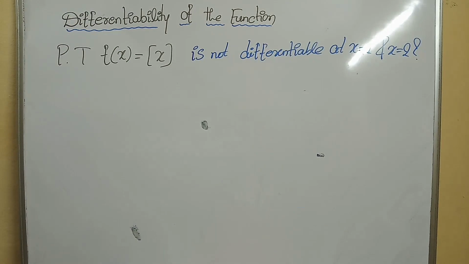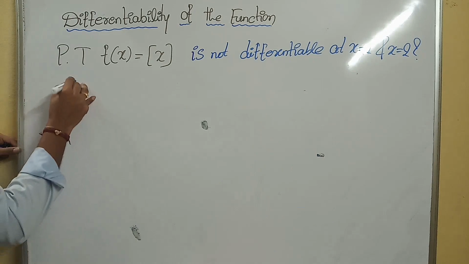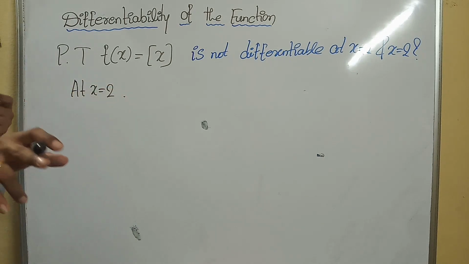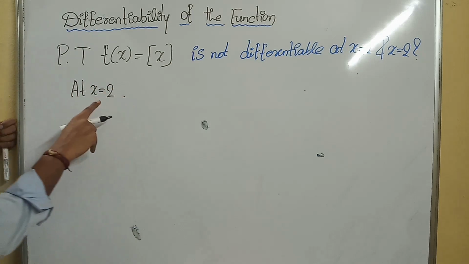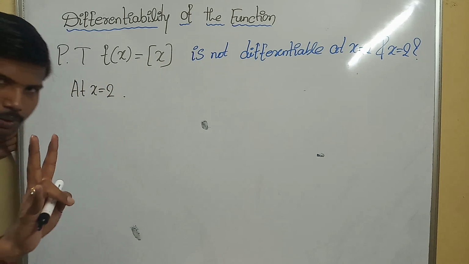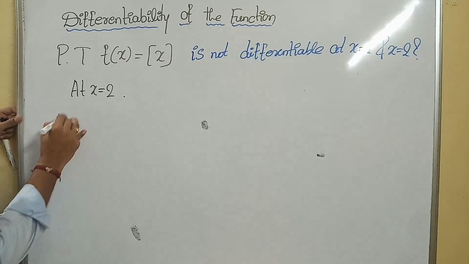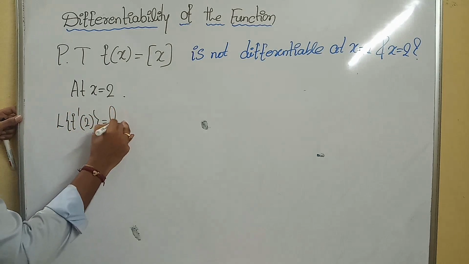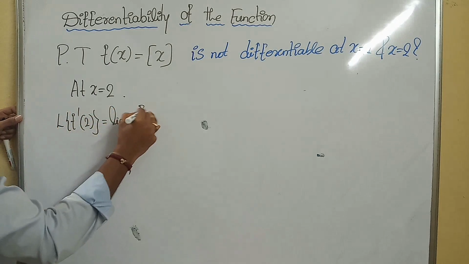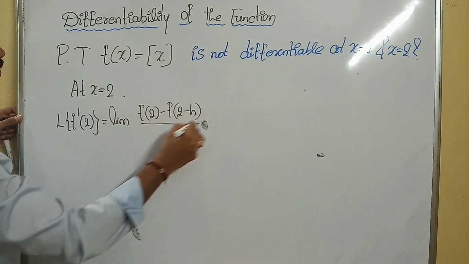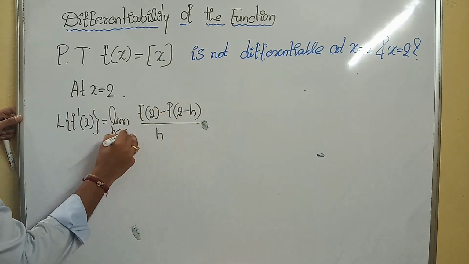Observe the question. Here I'd like to solve at x equal to 2. In the previous problem we solved at x equal to 1, now I'd like to solve at x equal to 2. The given function is not differentiable at 2. Okay, got it? That's why first of all I'd like to write L of f dash of 2. What is L of f dash of 2? It is the limit of f of 2 minus f of 2 minus h, divided by h, as h tends to 0.